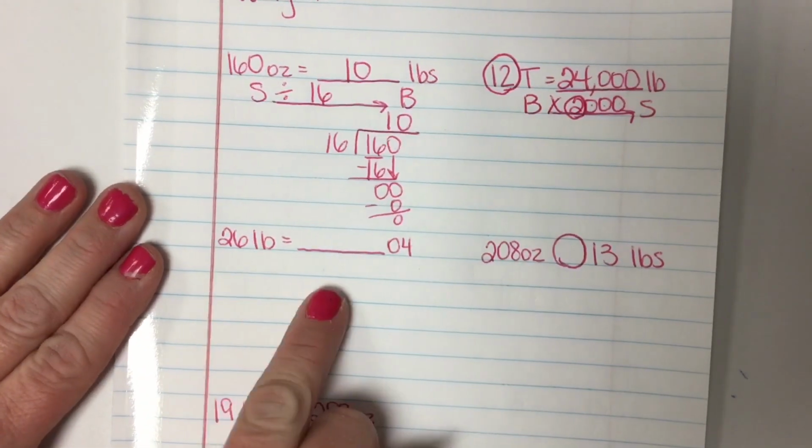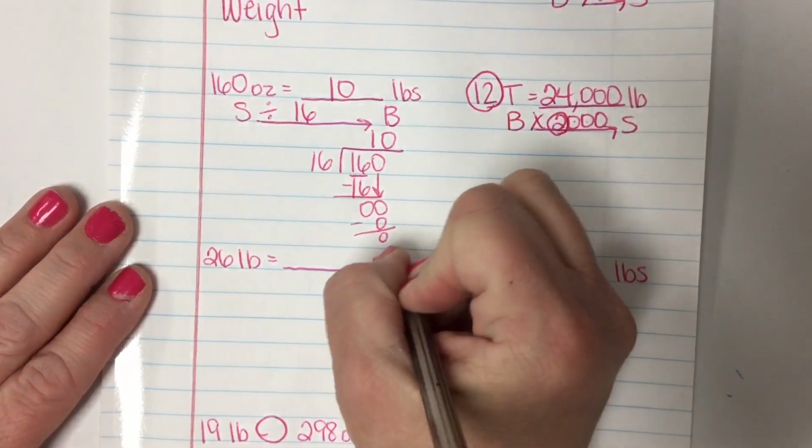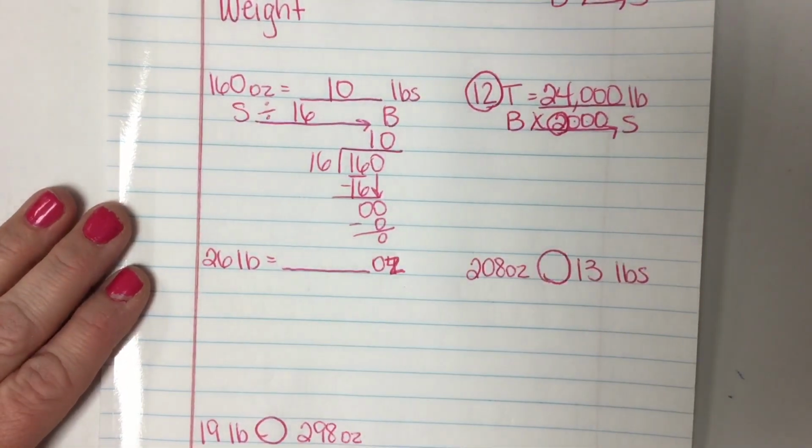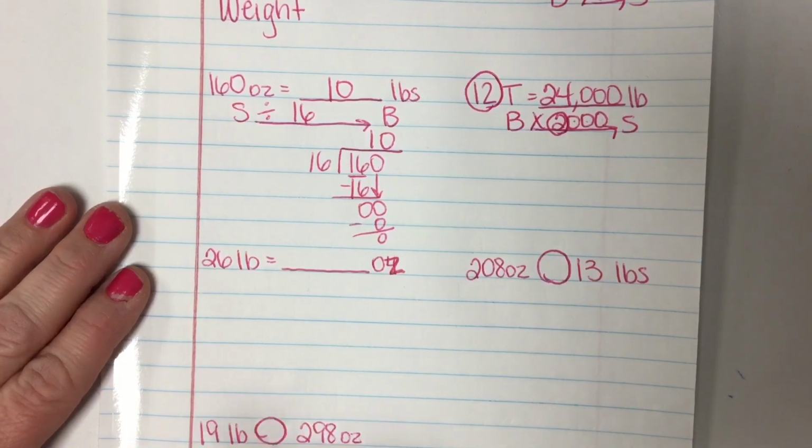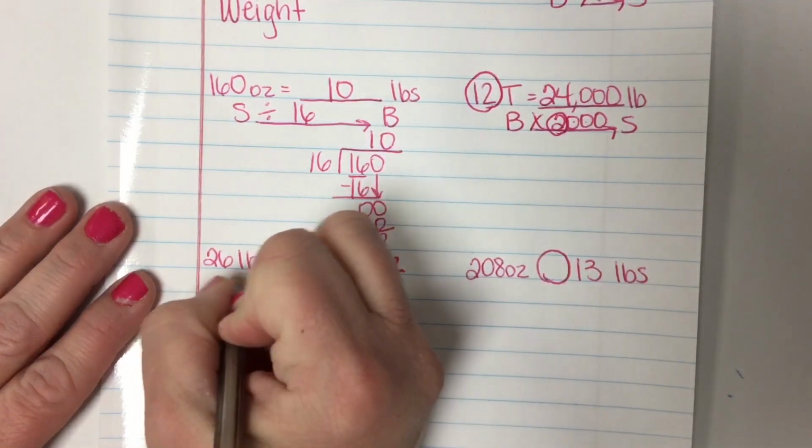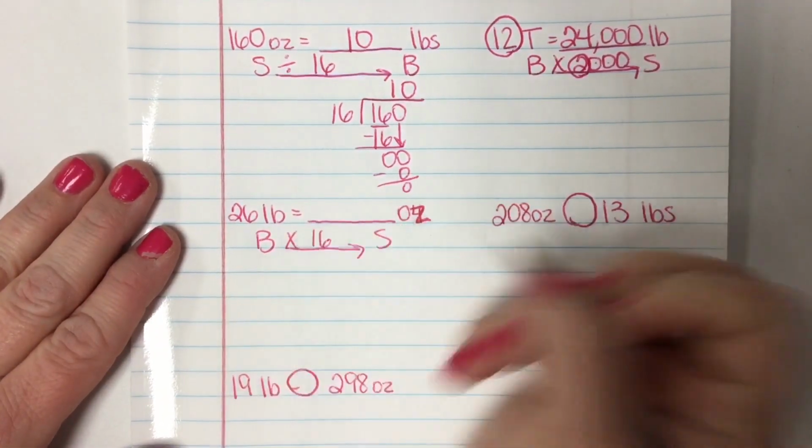All right, 26 pounds equals how many ounces? I don't know why I put a 4 there. 26 pounds equals how many ounces? So pounds to ounces. Big to small, because 1 pound equals 16 ounces. So we're going to multiply by 16.